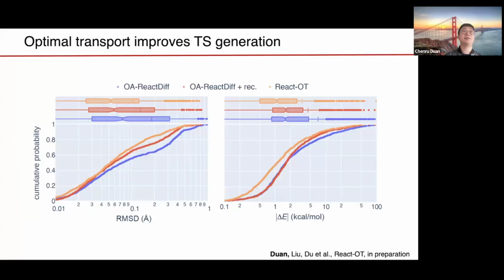We can see that React-OT gives better performance in terms of both the structure similarity measured by RMSD, as well as the energy difference, the barrier height evaluation, from this cumulative parabolicity curve. Especially, we can see that React-OT can give a higher fraction of molecules being very accurate in terms of the barrier height, as can be shown by this difference between the orange curve and the red and blue curves in the low energy area.